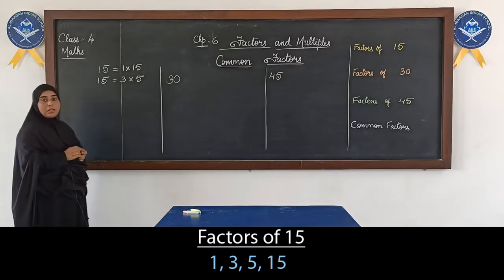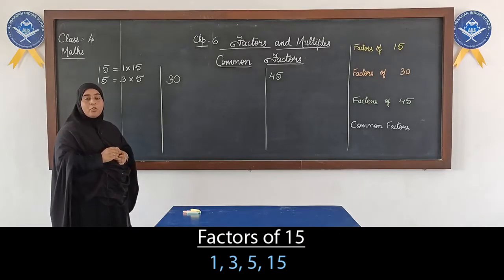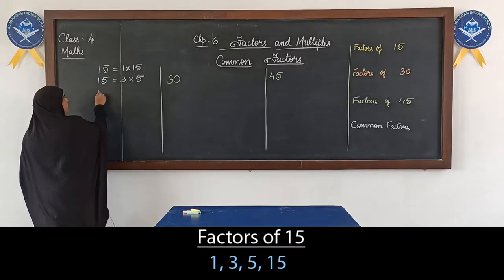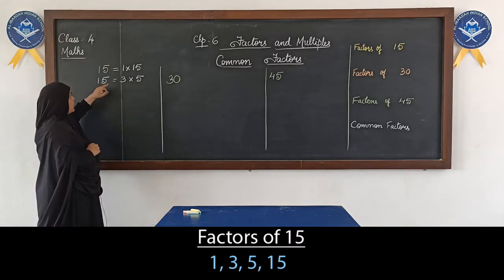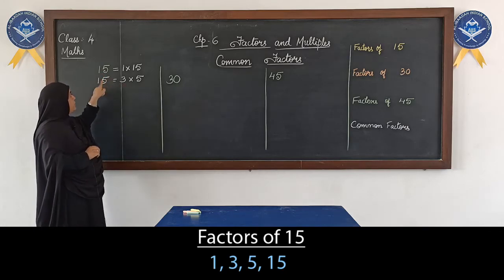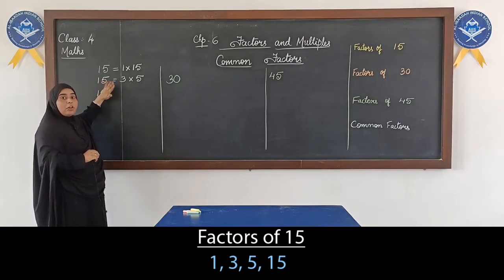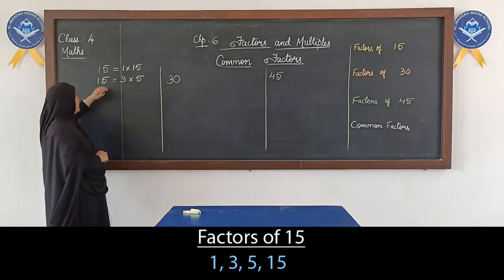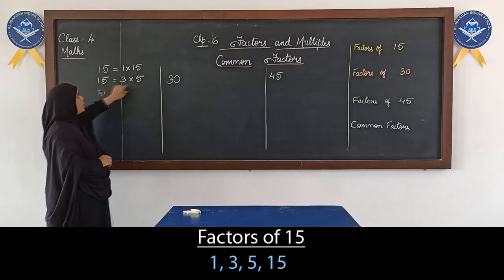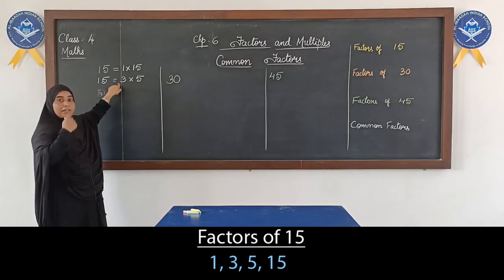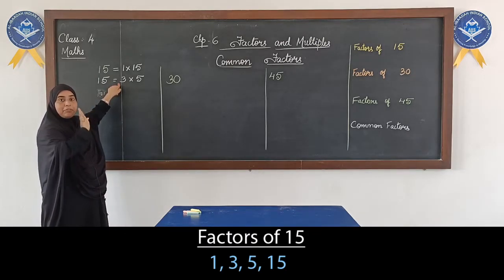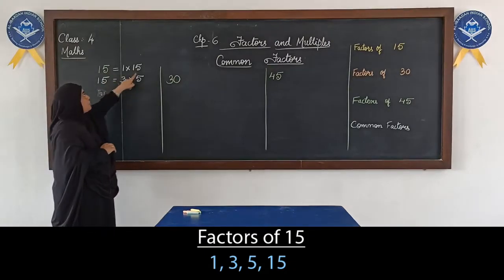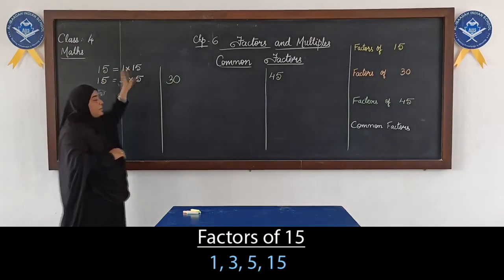What about 4? Is 4 a factor of 15? No, 4 is not a factor of 15. We don't find 15 in the table of 4. 5, yes, 5 will divide 15 and we find 15 in the table of 5, but we will not take it. Why? We have already got 5 and 3 over here. 5 into 3 is 15 and 3 into 5 is also 15. We have already got those factors. I told you when the factors start repeating, that indicates that we have found all the factors of that number and our search ends over there. So these are the 4 factors of 15: 1, 3, 5 and 15.